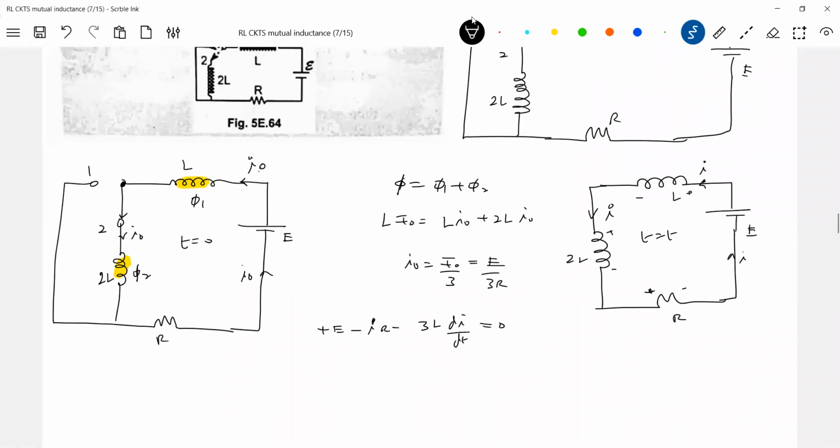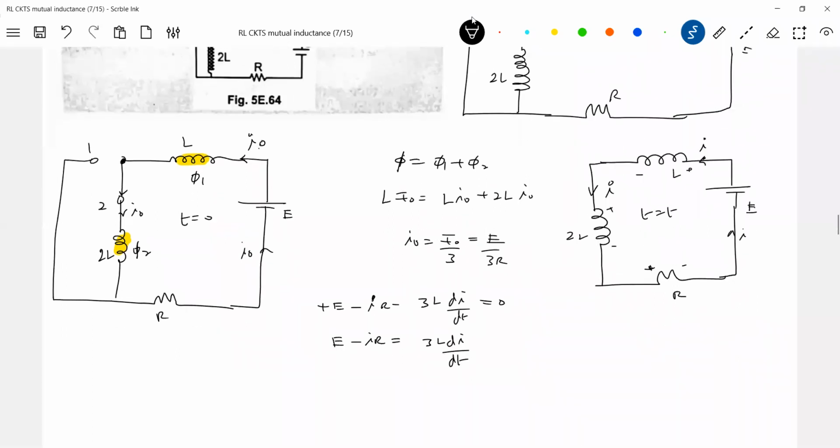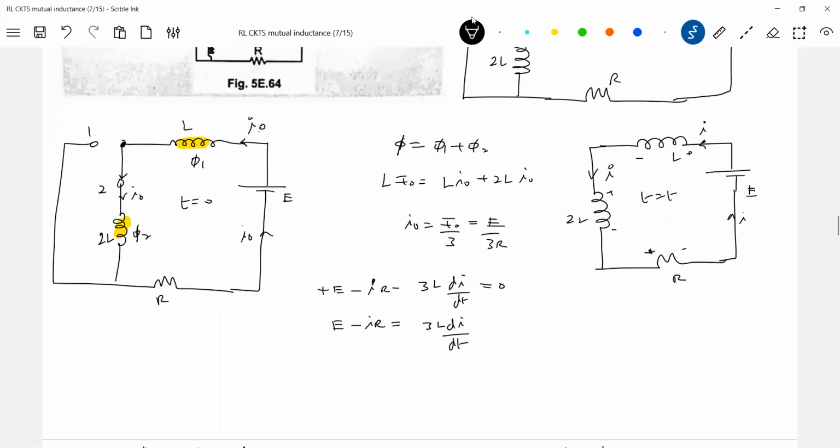After solving, this is E minus IR equal to 3L di by dt. E by R minus I is equal to 3L by R di by dt. Or di over E by R minus I is equal to dt over 3L by R. Here you substitute that at t equals 0, what was the current? I1. At any time, let it be I.